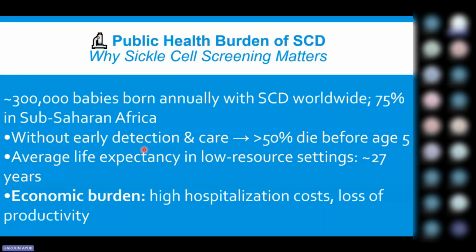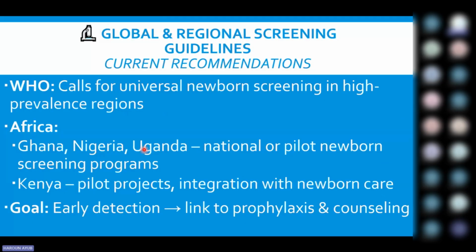So, the public health burden of SCD, and why it's important. Over 300,000 babies are born annually with SCD worldwide, 75% in sub-Saharan Africa. Without early detection and care, 50% will die before age 5. Average life expectancy is low in resource-limited settings, around 27 years, and there is an economic burden from high hospitalization costs and lost productivity. This forms the basis of the webinar: why early diagnosis or screening is important.